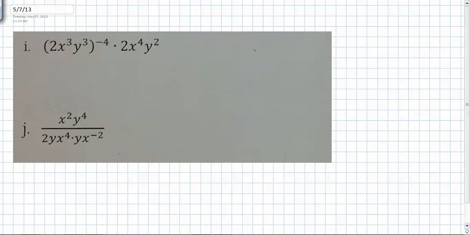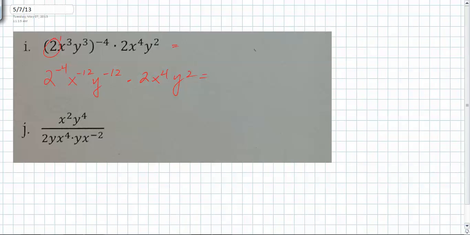4 power. What do you have to do with it? Kind of have to distribute it. What's the power of 2 right here? 1. So what's that going to become? 2 to the negative 4, x to the negative 12, y to the negative 12, times 2x to the 4th y squared.